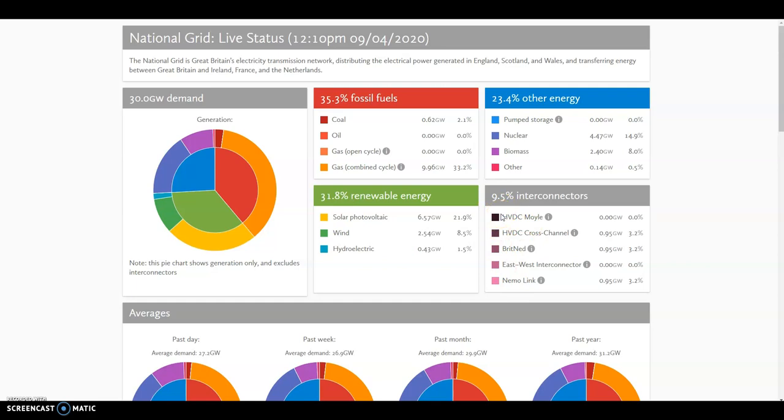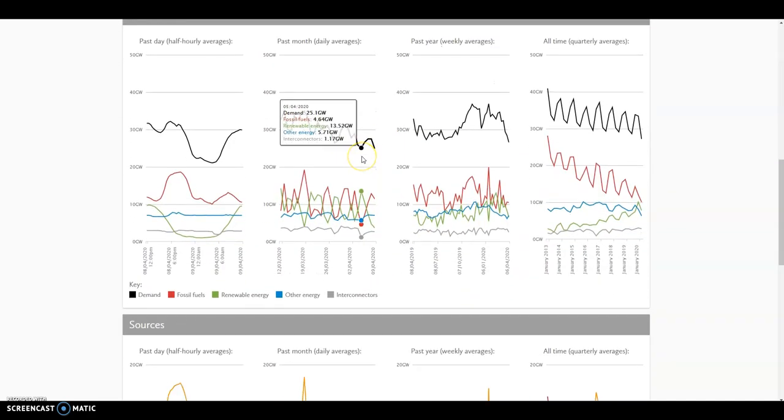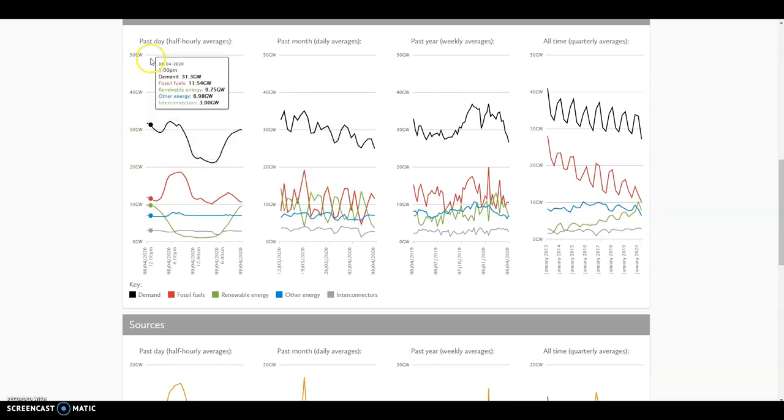Either we give electricity to other countries, to France, I believe to the Netherlands, to the Republic of Ireland, or the other way around, that they give us electricity, just to flatten out the demand, because demand changes throughout the day, which you're going to see in a moment. Okay, so here we've got some graphs. I love a graph. This is the past day, so the half-hourly averages.